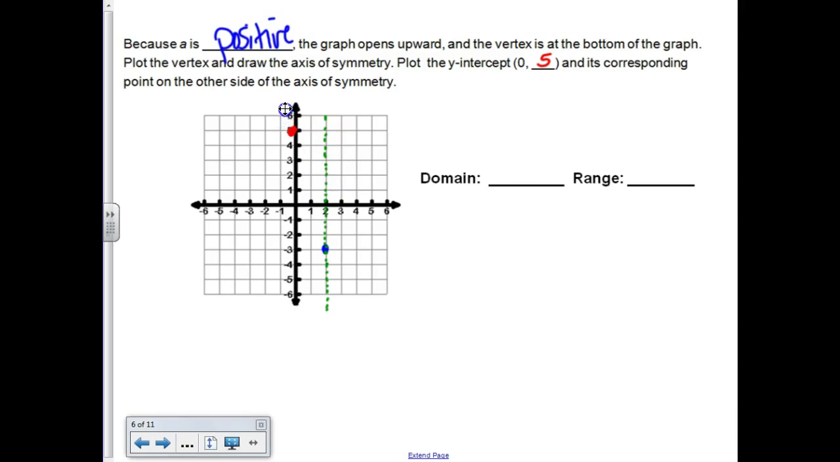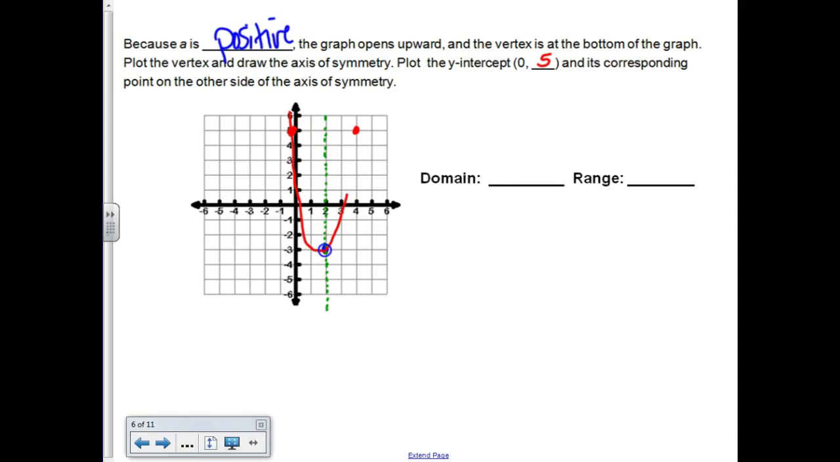And what I need you to envision is that our parabola is symmetrical about this green line. So can you imagine taking this red dot and graphing his symmetrical partner over here? Wouldn't that be perfectly symmetrical? Okay. Your last step is to connect the dots. Now you know I can never graph well on my tablet, so use your imagination here, guys.